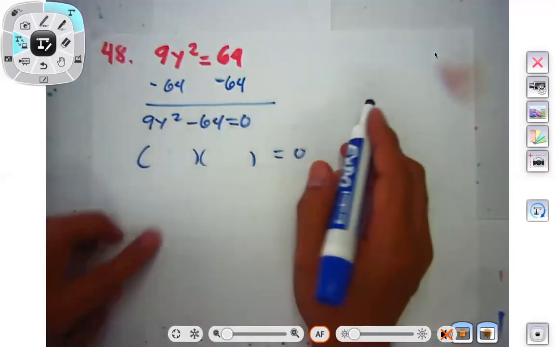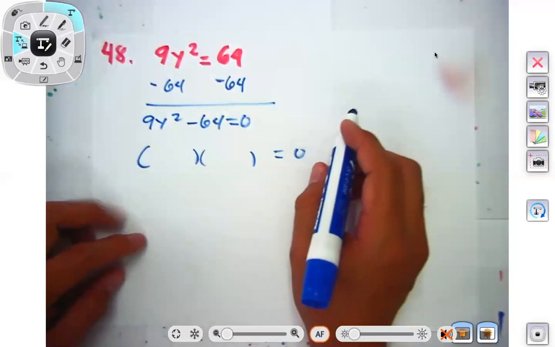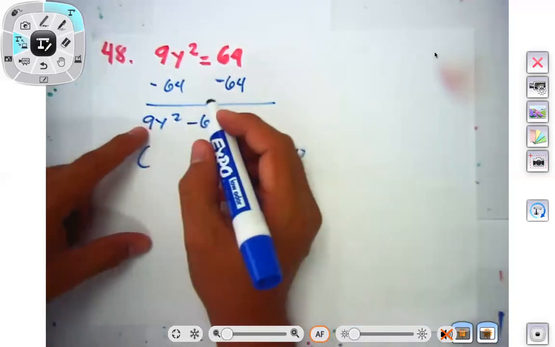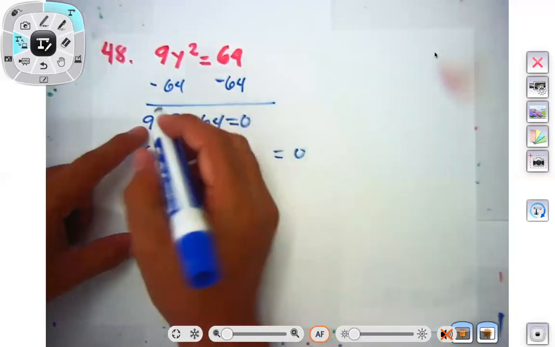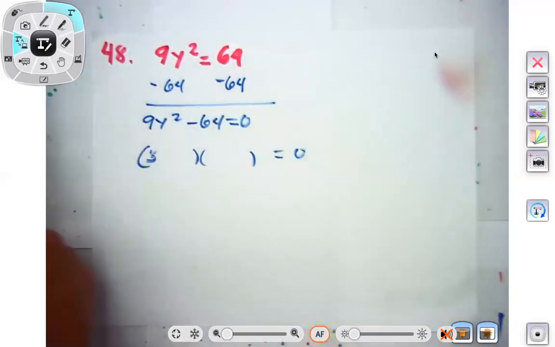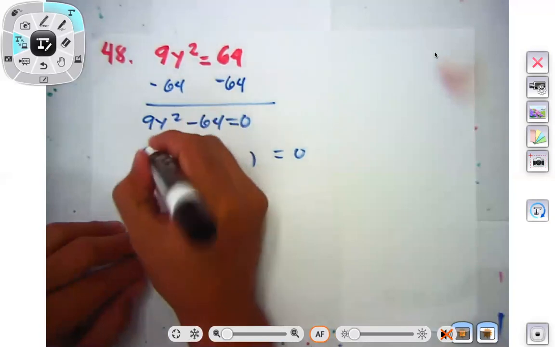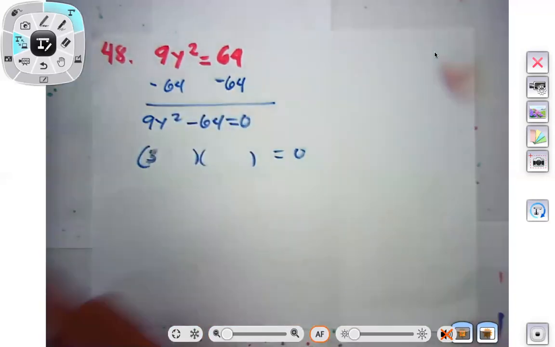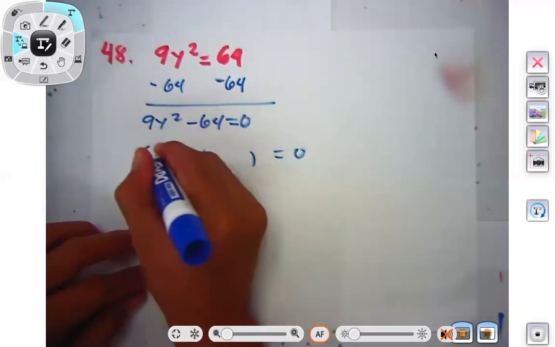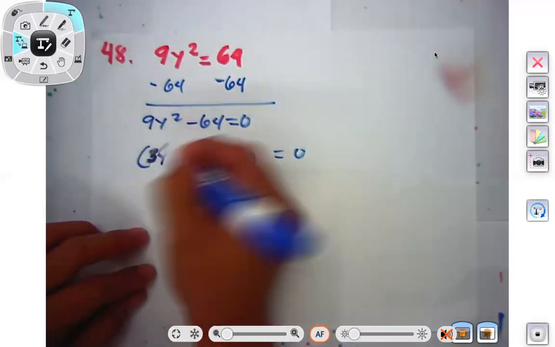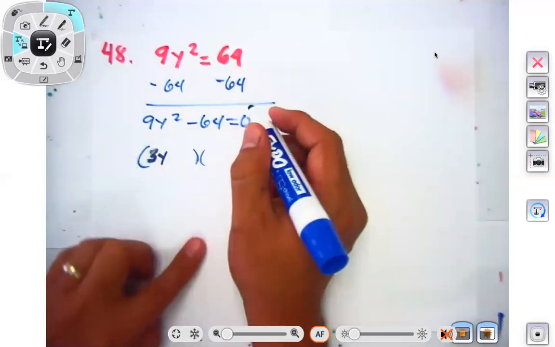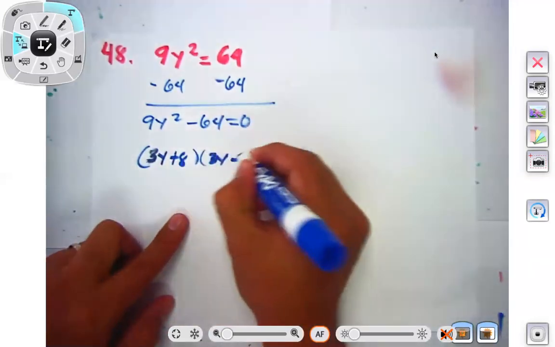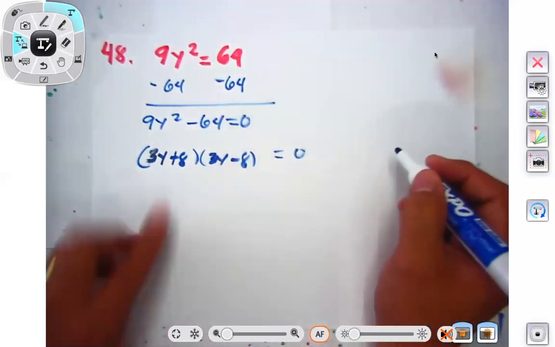Square root of 9y squared. Square root of 9 first, 3. Square root of y squared is y. Square root of 64, 8. So 3y plus 8. The other one is 3y minus 8. Set each factor to 0.